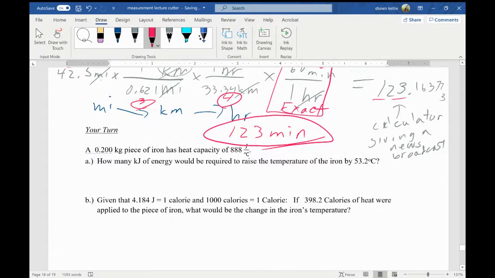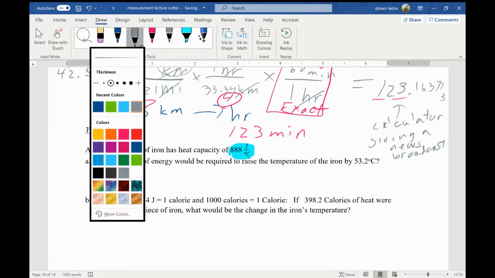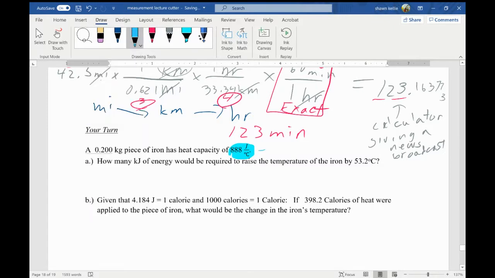Let's take a look at another quick example where we would use Chemistry Cat. A 0.200 kilogram piece of iron has a heat capacity of 888 joules per degree Celsius. Here, Chemistry Cat there, per degree Celsius. So we have a unit conversion over here that is telling us that 888 joules is equal to 1 degree Celsius change.